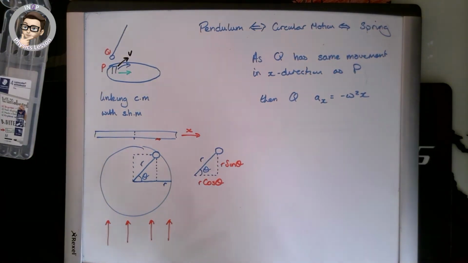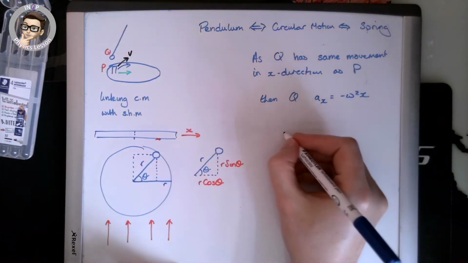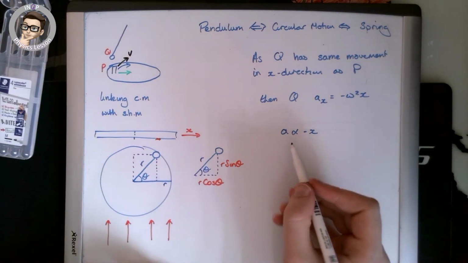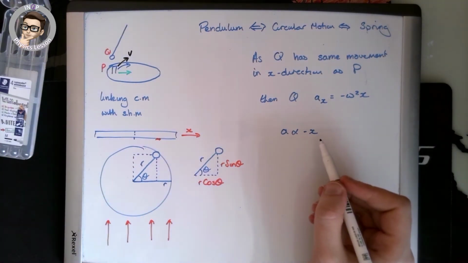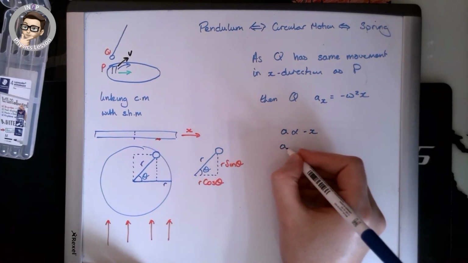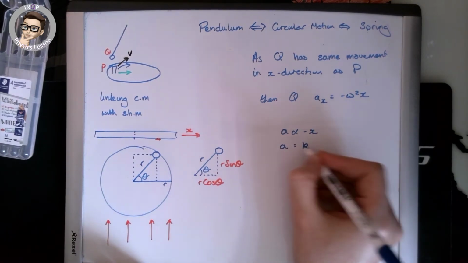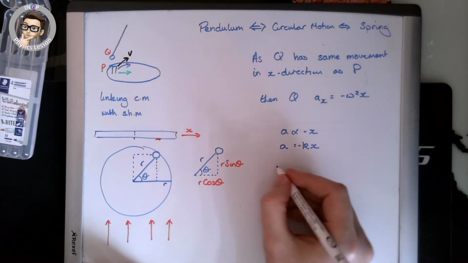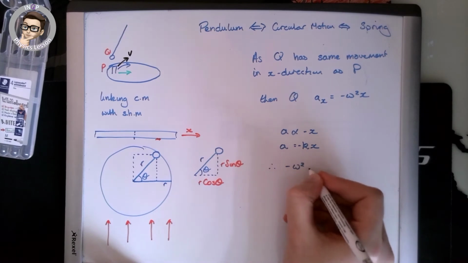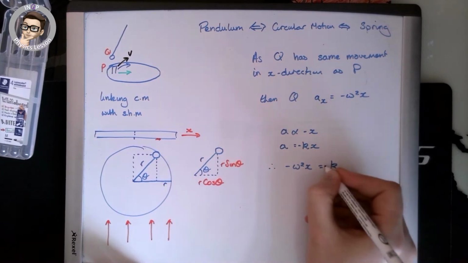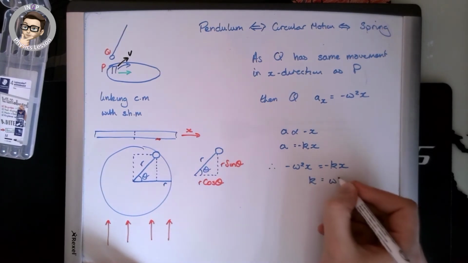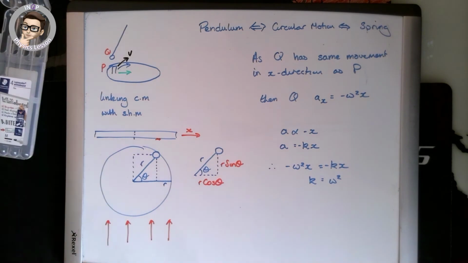So that brings us back to what we talked about last time, where we said, and I'm going to do it once more because I think it's important, acceleration is proportional to minus x, minus displacement. So acceleration is equal to minus kx, and we've just said it's minus omega squared x, so therefore we can say minus omega squared x is equal to minus kx, so k is equal to omega squared. So it's that proof as to where that comes from.